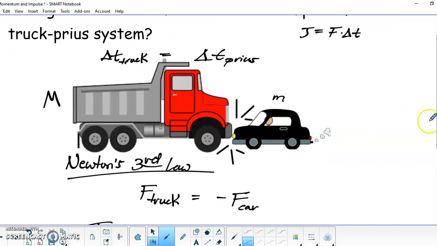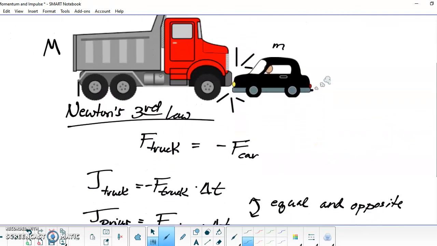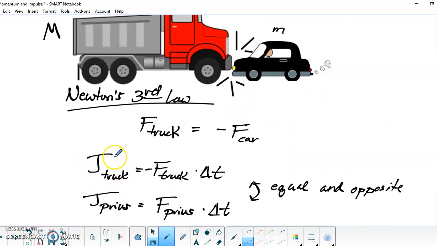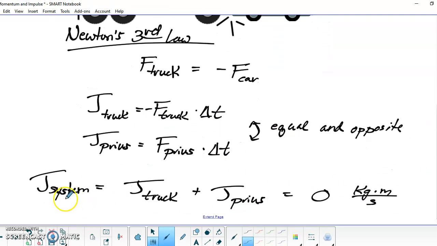And if they have the same force but in opposite directions, according to Newton's second law, that means that the momentum change for the truck, or the impulse, is equal, same force, same time change, to the momentum change for the Prius, same force and same time of interaction, but in the opposite direction. Which means if we consider this as a system, and we treat the system as the truck and the Prius, we can calculate the impulse of the system by adding the impulse of the truck to the impulse of the Prius. And since they're equal and opposite to each other, we get this: the impulse on the system is equal to 0 kilogram meter per second.